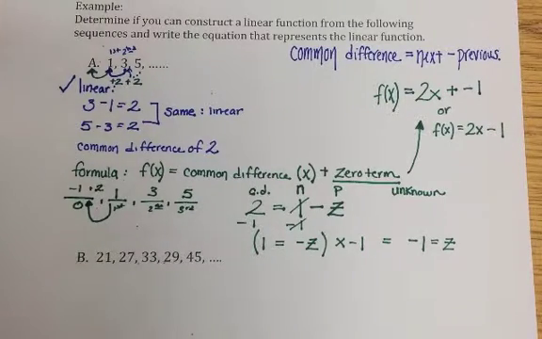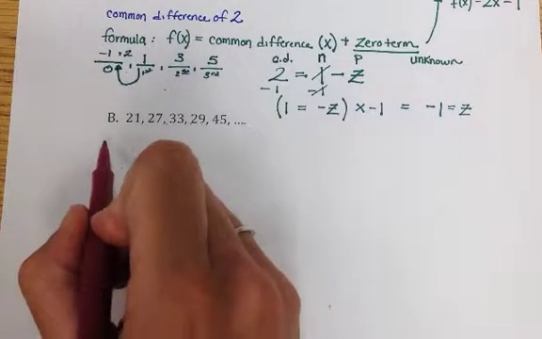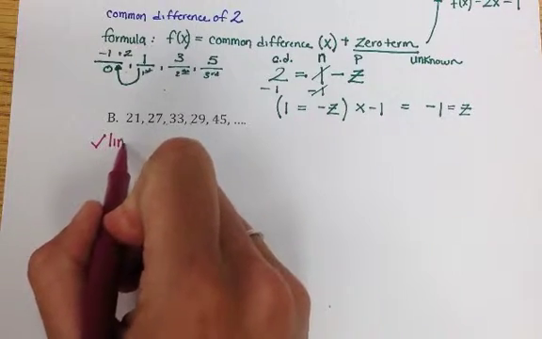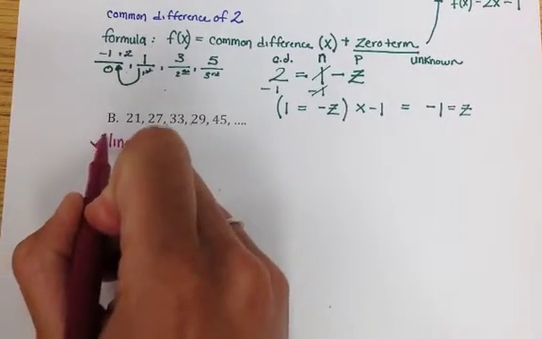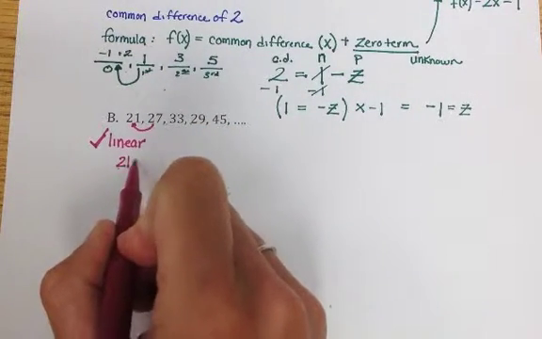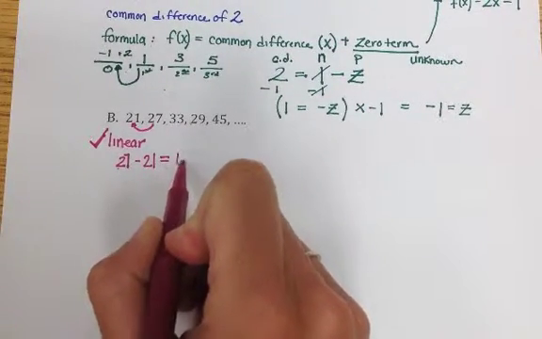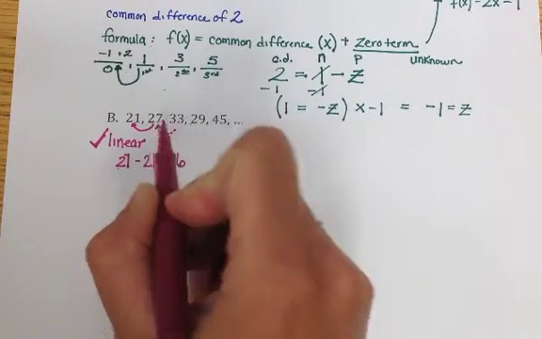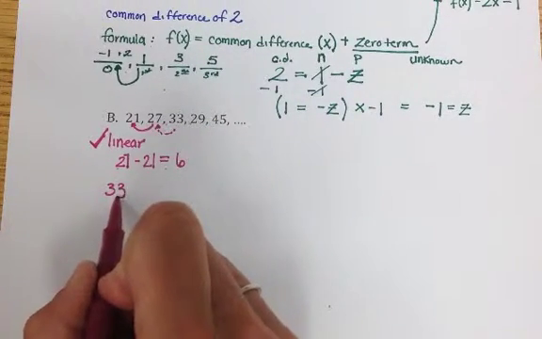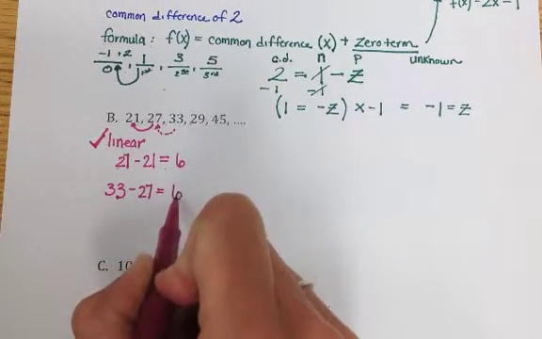All right, let's look at example B. So we have 21, 27, 33, 29, 45. First we need to check to see if it's linear. So next minus previous, we're going to have 27 minus 21, which would equal 6. We would have 33 minus 27, which would equal 6.